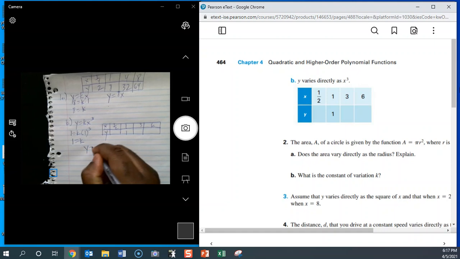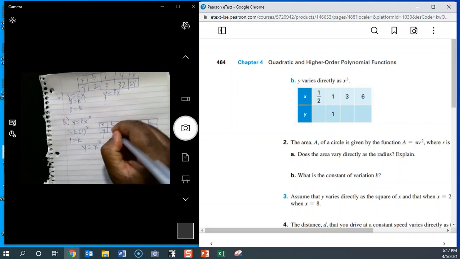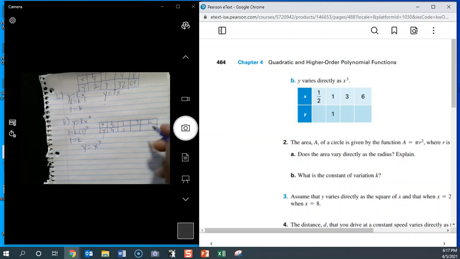So we could write our equation, y is equal to, now you could write out 1x to the third, or you could just write x to the third, because we know that the k is 1. All right, so now that we have this established, we just take all of the values for x to the third power. 1/2 to the third power will give you 1/8. 3 to the third power is 27, and 6 to the third power is 216. So that fills in the table.